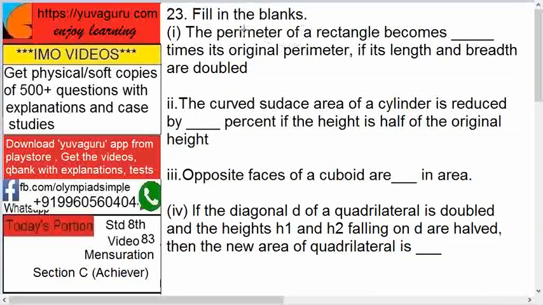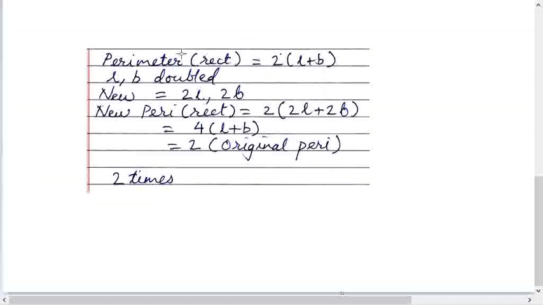Fill in the blanks. The perimeter of a rectangle becomes dash times its original perimeter if the length and the breadth are doubled. Here, length and breadth are made, suppose if length and breadth are L and B. So they are doubled, they become 2L and 2B.